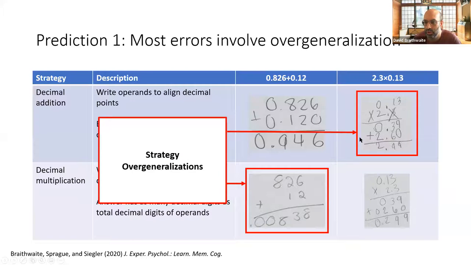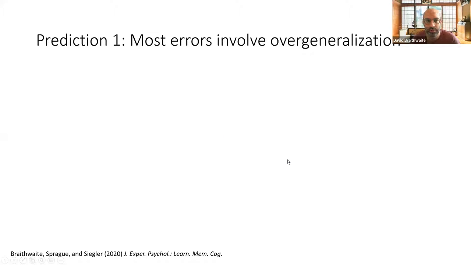So both of these solutions in the off diagonal cells are examples of strategy overgeneralizations. And because I'm showing them to you, you know that they did occur, but the question is how frequent were they? So I'm going to show you those data now.